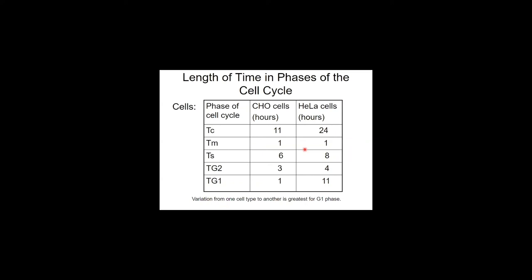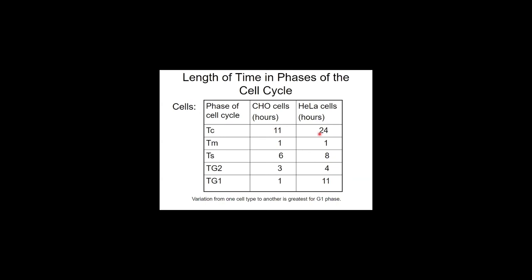So early studies on doing cell cycle analysis said, let's compare two different cell types. There are Chinese hamster ovary cells, and there are HeLa cells. They're both transformed. They're both cells that are cancerous. Let's compare them for their cell cycle time. So the total cell cycle time for the CHO cells was 11 hours. But for the HeLa cells, it was double that. It was 24 hours.